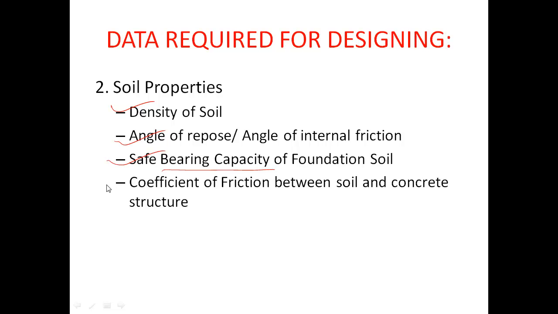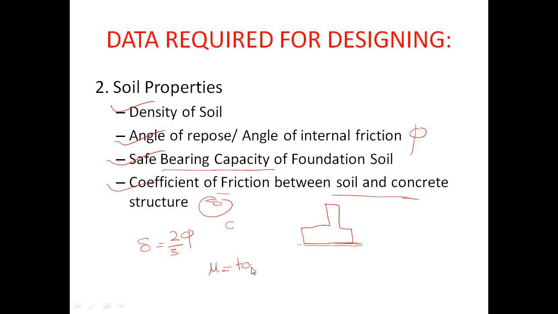Then there is the coefficient of friction between soil and concrete structure. We know that the retaining wall is resting on soil. The angle of friction between soil and concrete is defined as delta. If we don't know it, we can take the relationship that delta is 2/3 of the angle of internal friction. So the coefficient of friction between the soil and concrete, mu, can be taken as tan of delta.